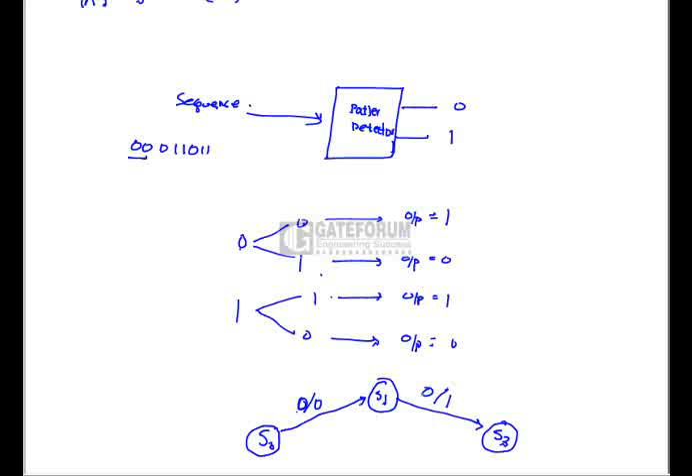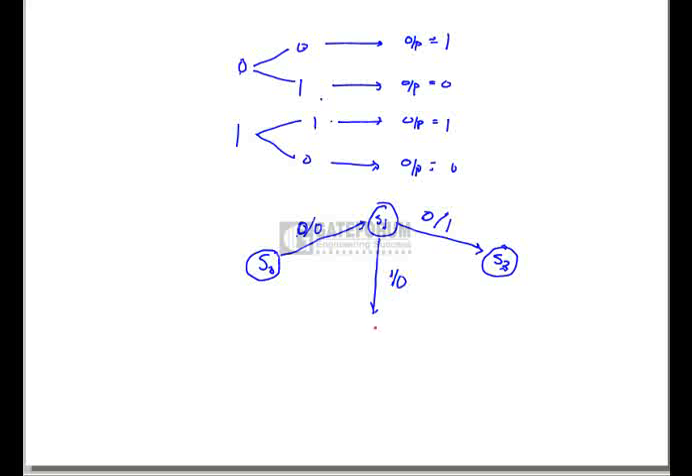Suppose after 0, instead of 0, a 1 happens, then I am indicating it with S2, that is 0 1. Now if the next bit is 1, it is going to state 3, which is 1 by 1. The first bit could also start with 1. If after the first 1 it is 0, it is going to reach here, that is 0 by 0.